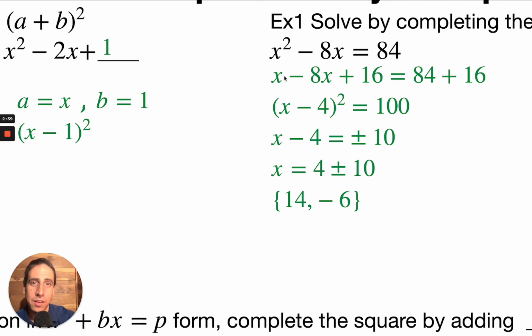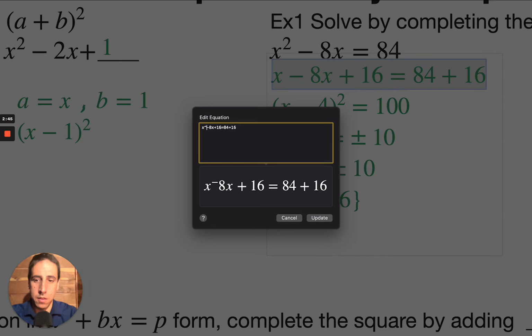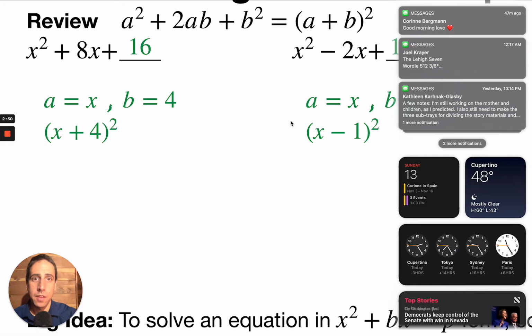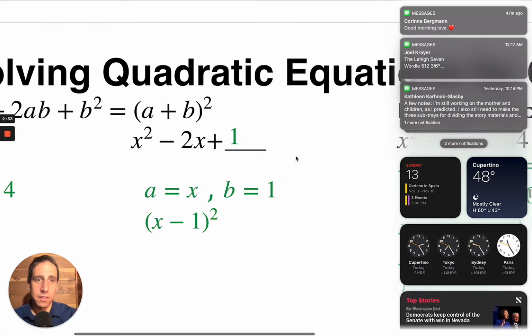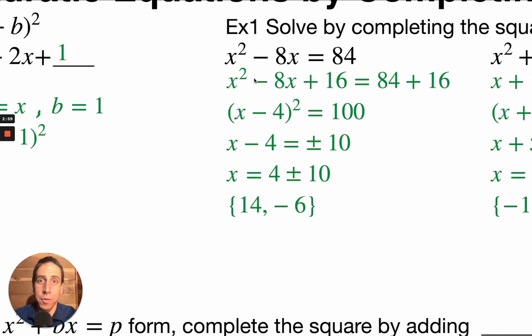If I add 16 to both sides, then all of a sudden it is now in perfect square trinomial format, x squared minus 8x plus 16. a would be equal to x, and b would be equal to 4. So how did I know to add 16 in the first place? Well, I took that 8, I cut it in half to get 4, and I squared it to get 16. So it's all about looking at this linear term's coefficient here, cutting it in half and squaring it.